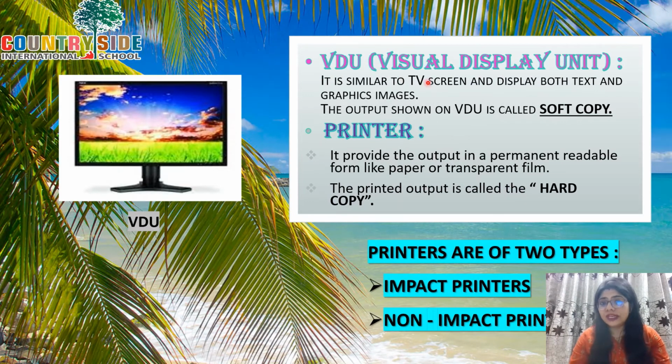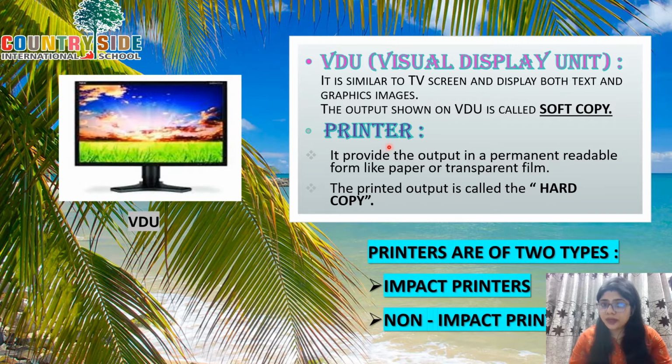Next comes VDU. What is VDU? Visual Display Unit. VDU means monitor. In simpler terms, we call it monitor, but actually it is VDU, Visual Display Unit. It is similar to a TV screen and displays both text and graphics images. We see both on our computer screen. The output shown on VDU is called soft copy. Remember, whatever we are seeing on our monitor is a soft copy.